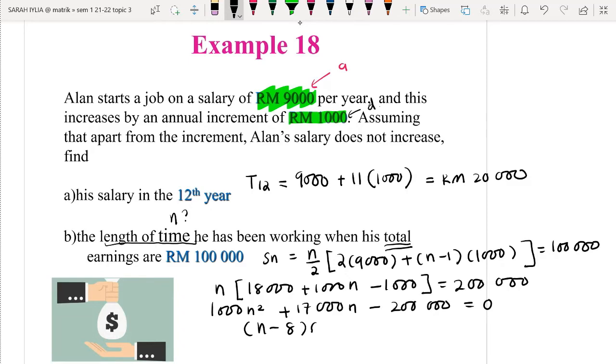This is a quadratic form, so we can factorize this using the calculator straight away. (n minus 8)(n plus 25) will be equal to 0. Means here our n will be equal to 8 and n will be equal to negative 25. For negative 25, we have to reject this as n stands for our year, length of time. Impossible to have negative duration. So the final answer, n will be equal to 8.